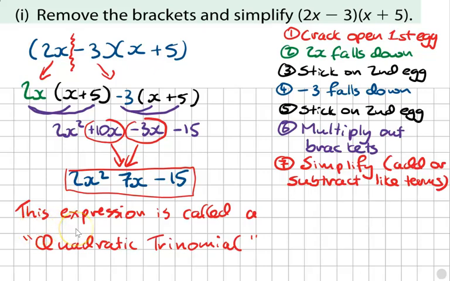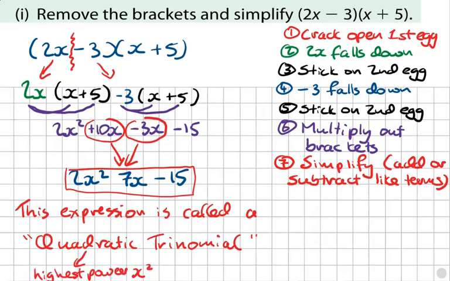Now, this expression is called a quadratic trinomial. And the reason for this is the highest power of x that we have is the 2x squared. So squared is the highest power of x. Therefore, this is a quadratic expression. So that's where the quadratic part comes from. And trinomial, it's known as a trinomial because there's 3 terms. There's 2x squared plus 7x minus 15. So trinomial means 3 terms.